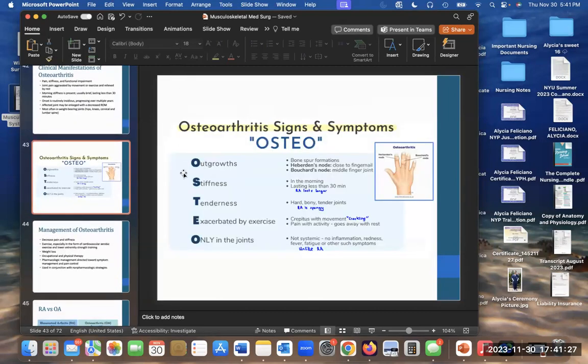Now, I think this little chart is great. For signs and symptoms, you could think of OSTEO. O is for outgrowths, or Heberden's nodes, which are those bone spurs, those osteophytes, that I was telling you about. They can be close to the nail, right next to the fingernail, or they can have Bouchard's nodes, which are in the middle finger joint. S is for stiffness in the morning, but lasting less than 30 minutes. T is for tenderness. They're going to have hard, bony, tender joints compared to rheumatoid, which is spongy. E is where it's exacerbated by exercise and goes away with rest, which is unique to osteoarthritis. And O is for only in the joints. It's not systemic like rheumatoid arthritis.